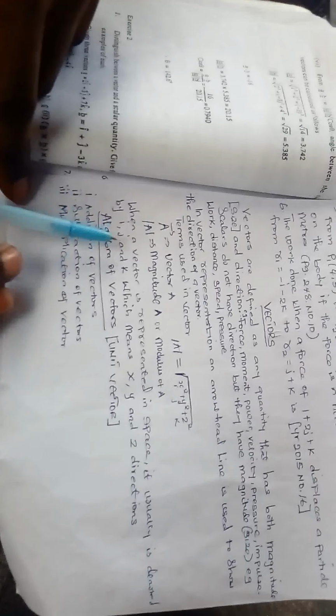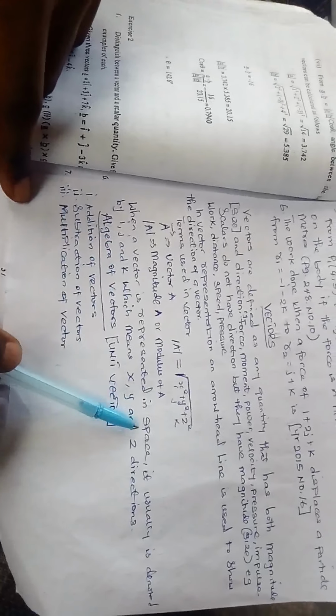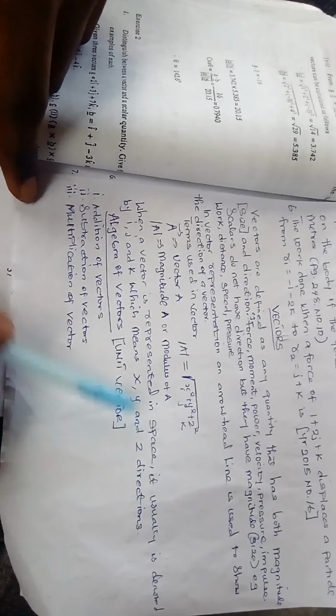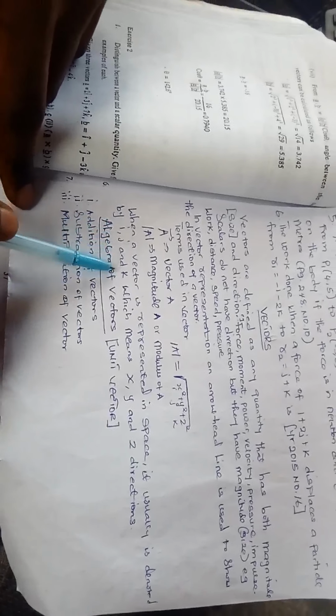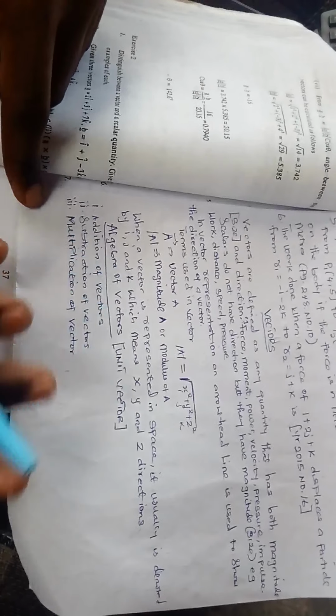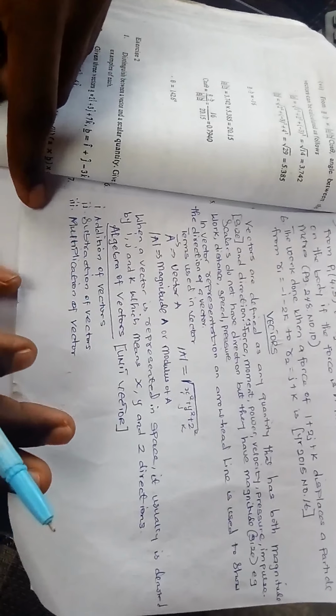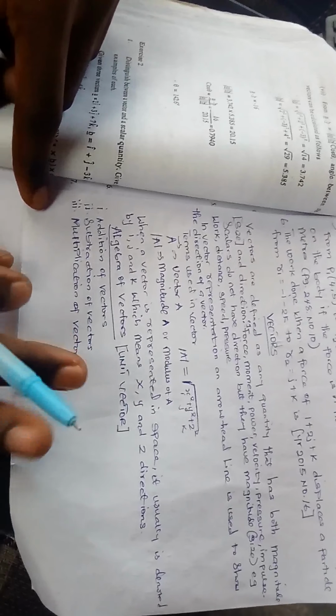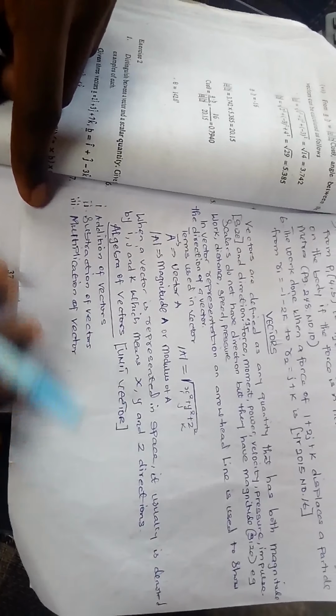Okay, now when a vector is represented in space, normally it is denoted by i, j, and k. That is in three different directions. We have the i direction, we have the j direction, and we have the k direction. Now in this video, we're going to be interested in unit vectors.